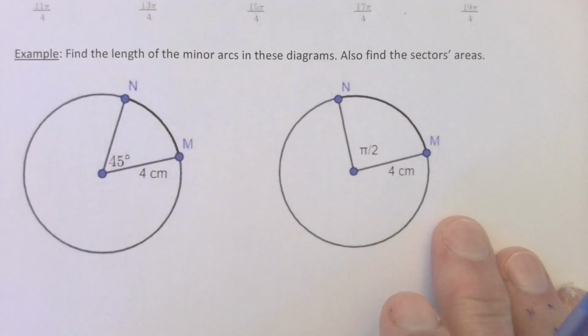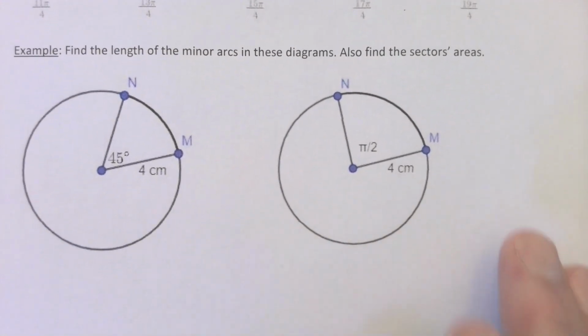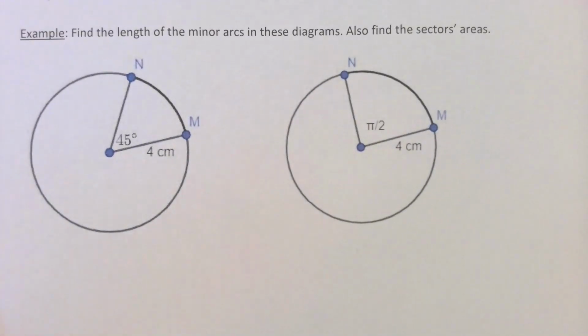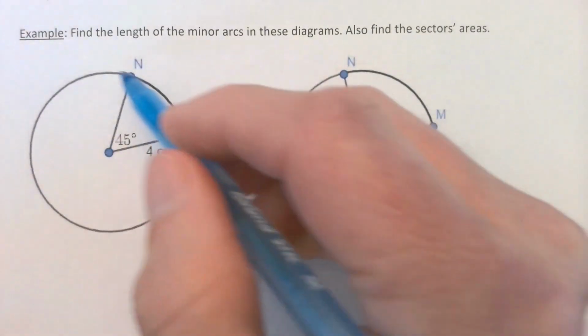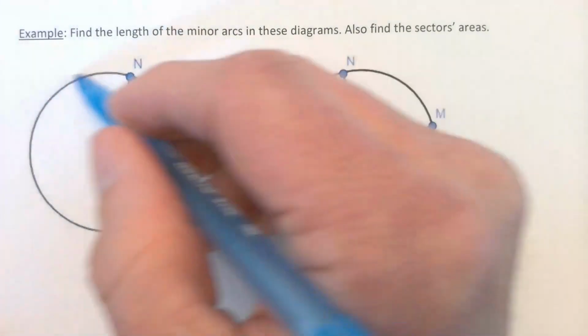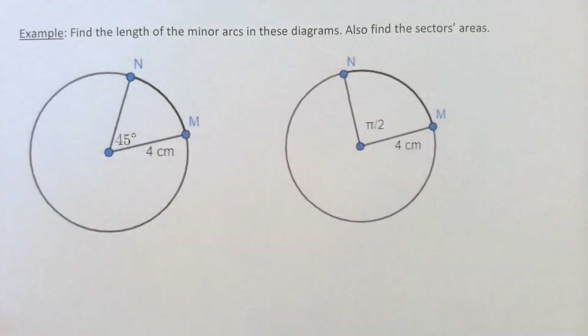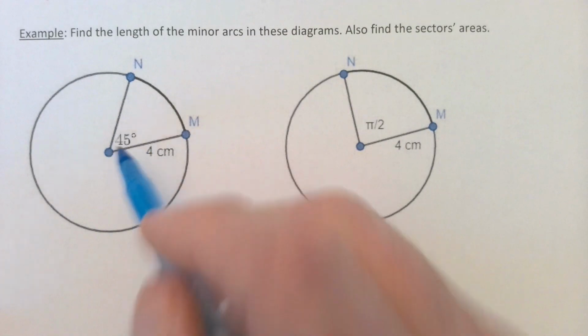All right. Now, we have 2 jobs to do for 2 different diagrams. There's 4 things to do here. Oh my gosh. 1, find the lengths of the minor arcs in these diagrams. There's 2 ways to go about this. One would be calculate the complete circumference of the circle and then reduce it by some fraction of proportionality.